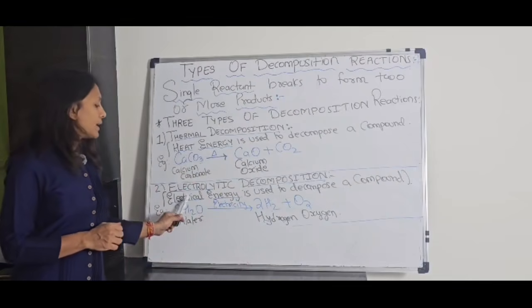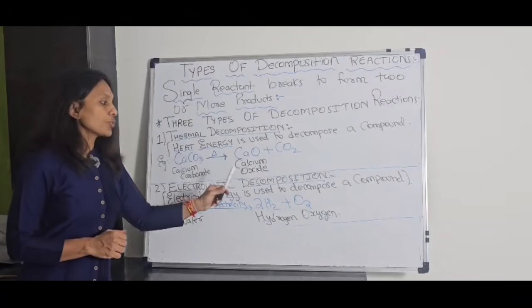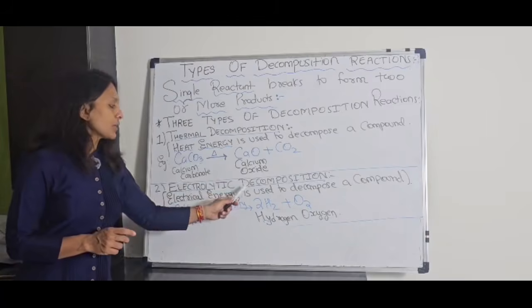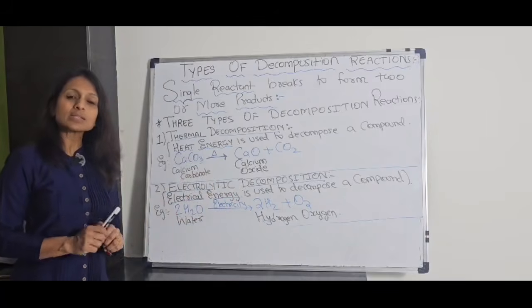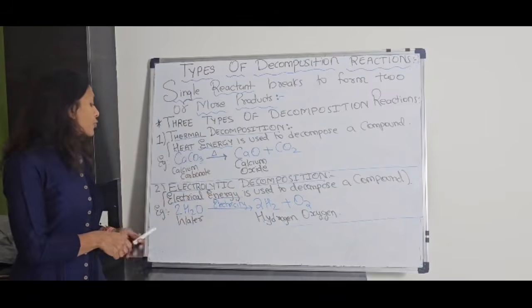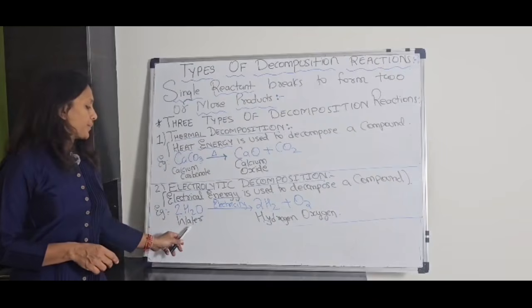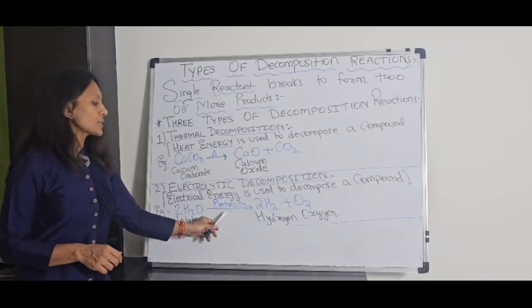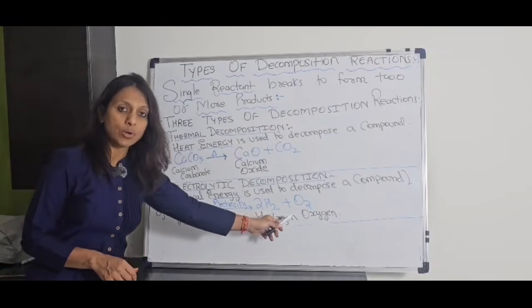After that, the second type of decomposition reaction is electrolytic decomposition. When we supply electrical energy to decompose a compound, the term used is electrolytic decomposition. One of the easiest examples here is electrolytic decomposition of water. When we pass electricity through water, it decomposes into hydrogen and oxygen.